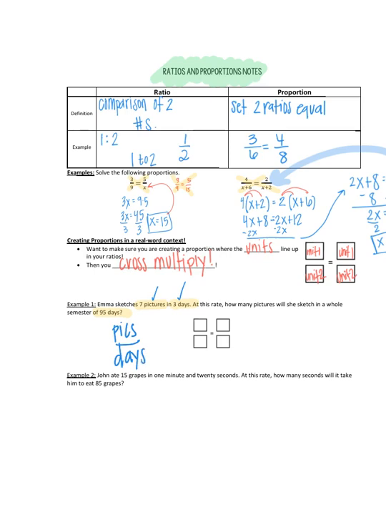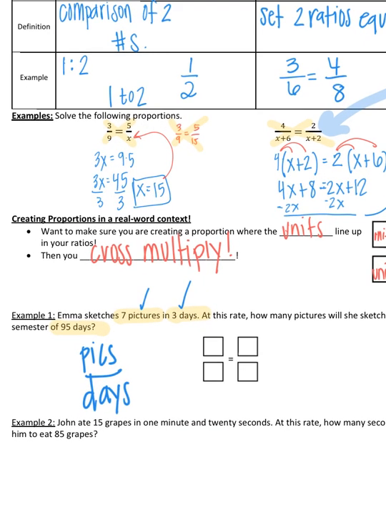So that when you set up your proportion over here in these boxes, you are putting the correct unit in each box. So we know that she can do 7 pictures in 3 days. This 95 days we're going to put in the denominator with the other units of days, and we don't know how many pictures she's going to create in those 95 days. We'll then cross multiply just like we did before.